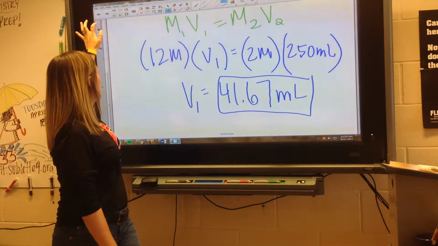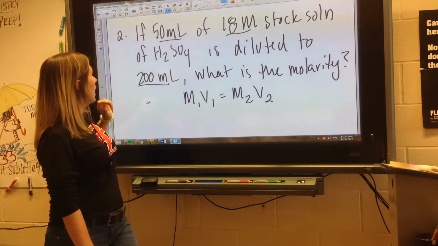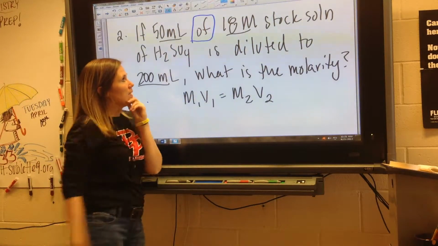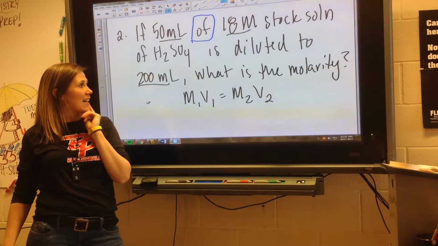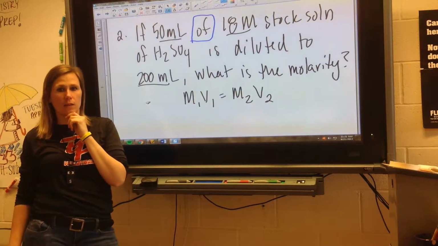All right, so your next example. If 50 milliliters of, there's that word again, 18 molar stock solution of sulfuric acid is diluted to 200 milliliters, what is the molarity?